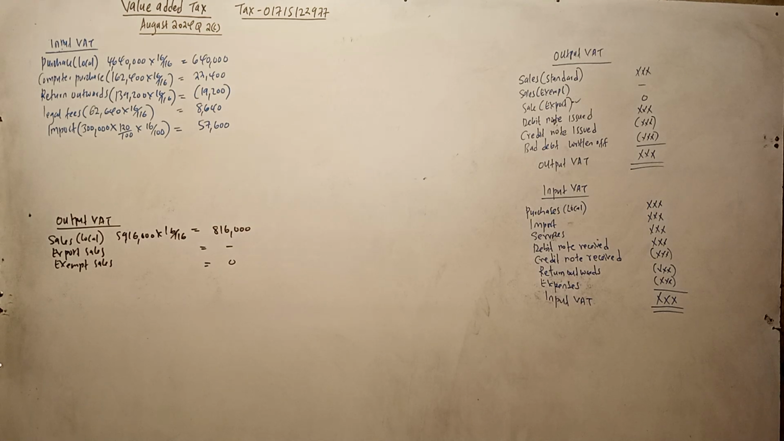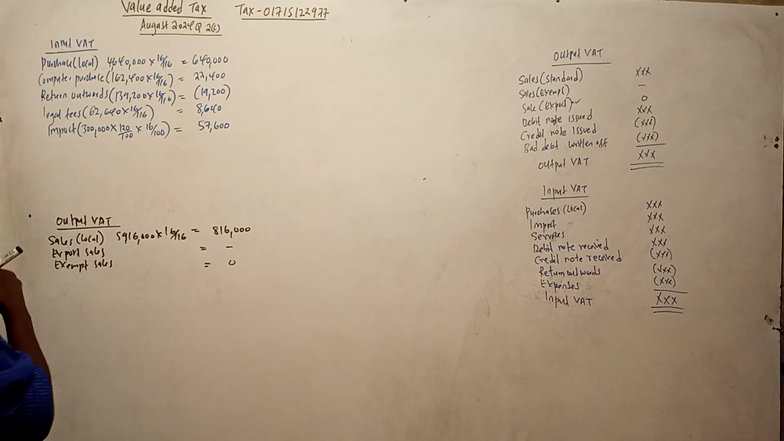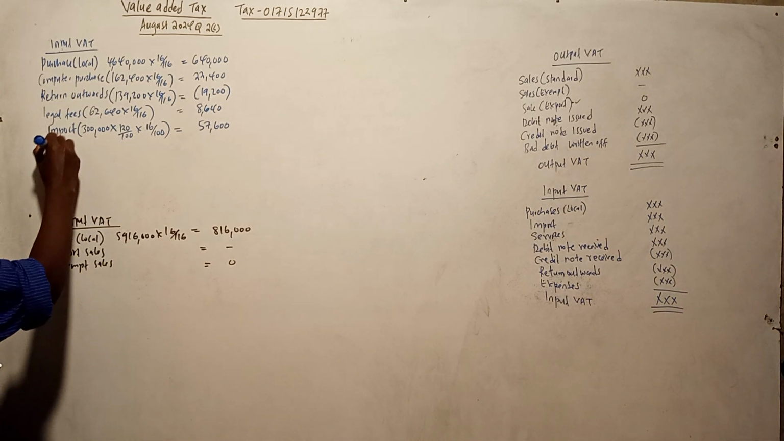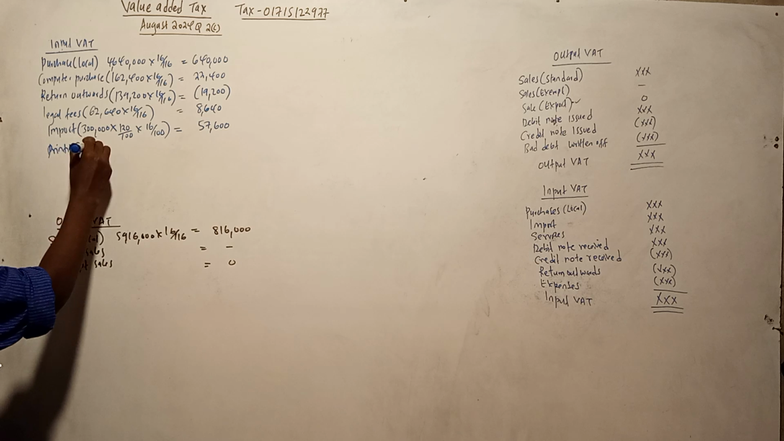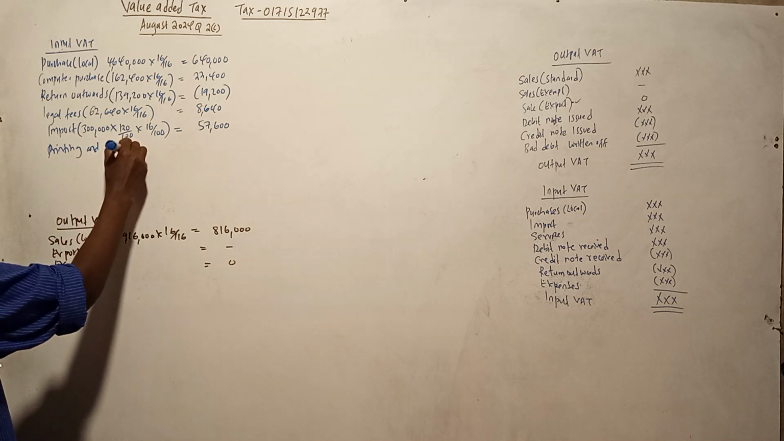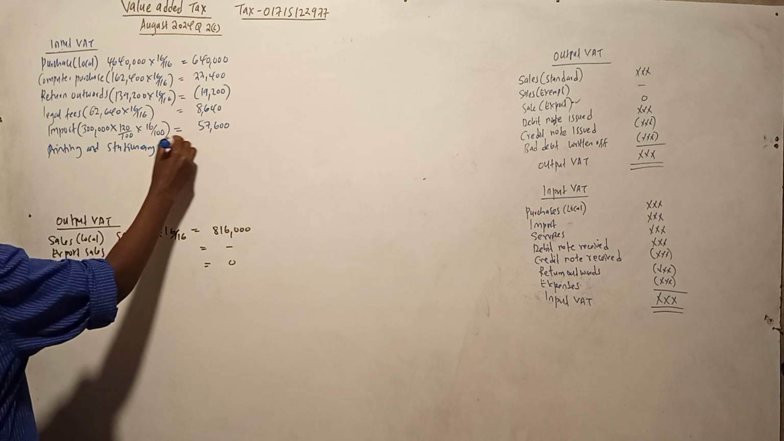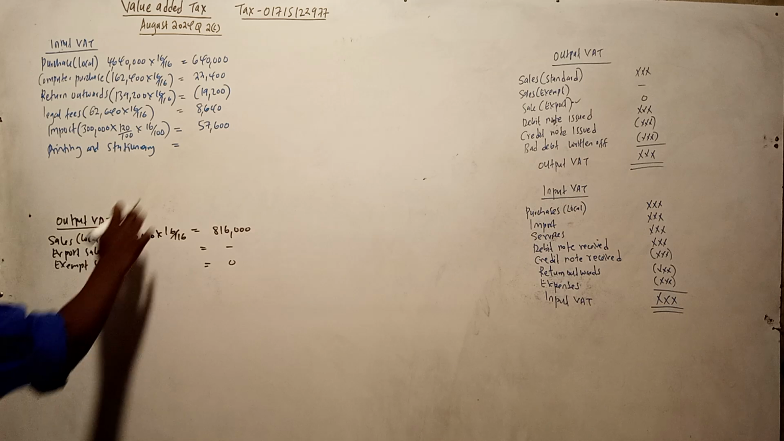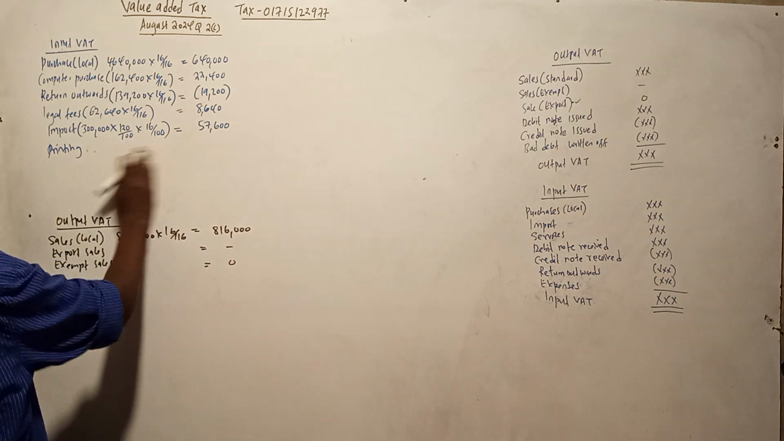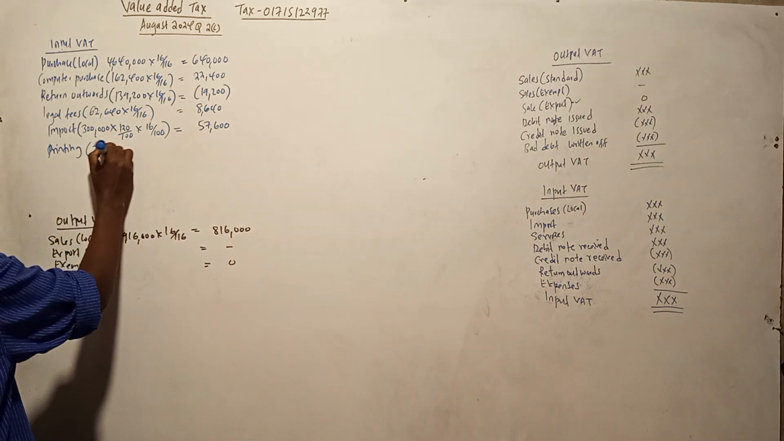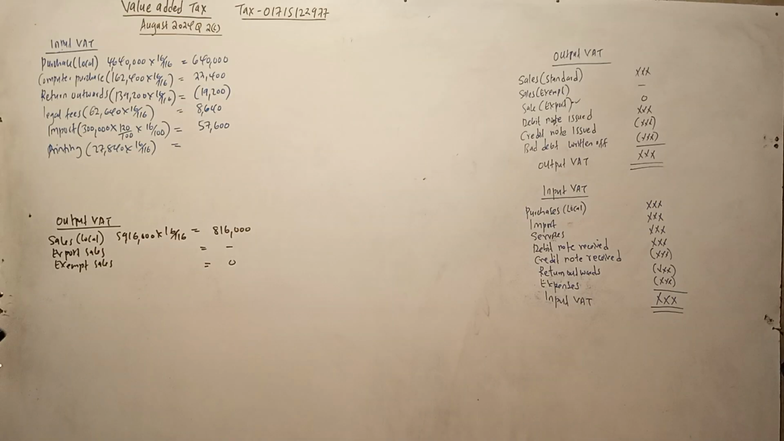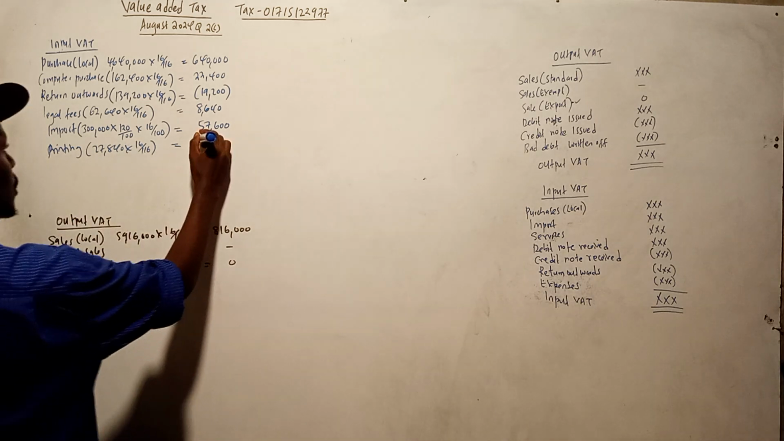Yeah. Printing and stationery is a payment. So let me go back to blue. So you are above. Printing and stationery, 27,840. So printing and stationery 27,840 times 16 over 116. They said that they were inclusive. 27,840 times 16 over 116, which is 3,840.